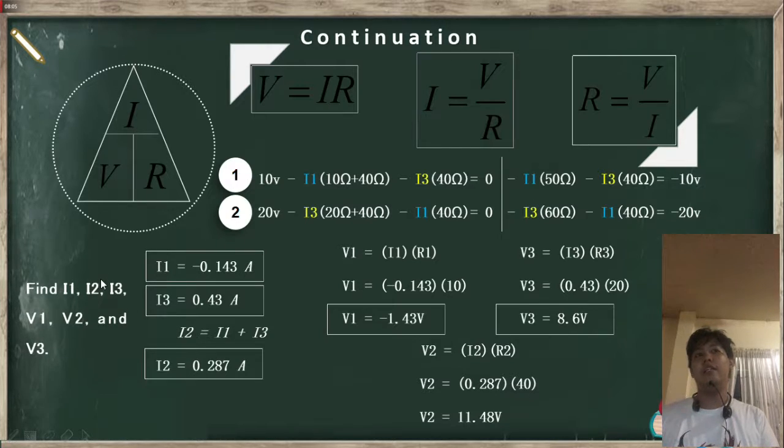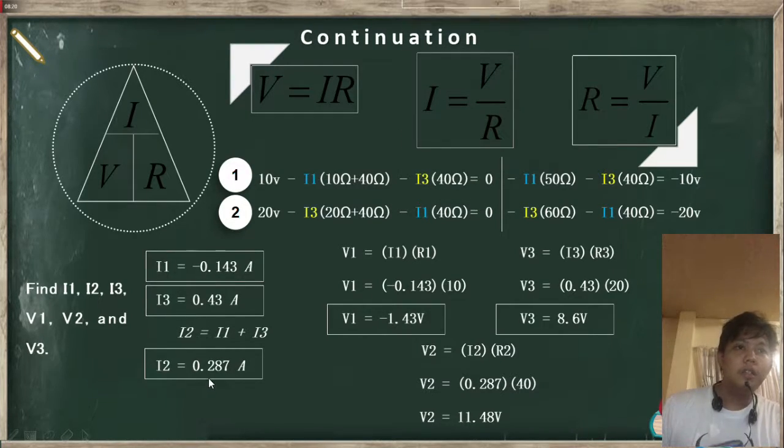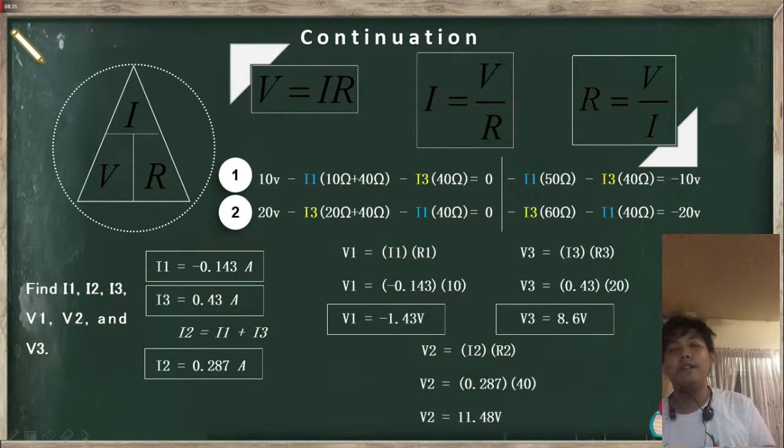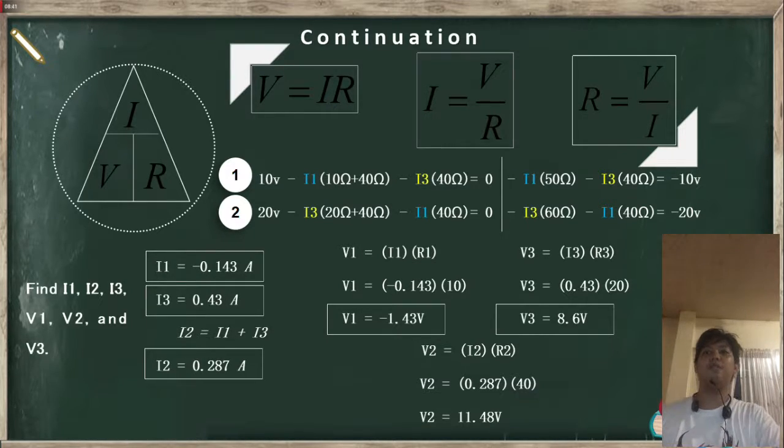So these are all the answers we are finding. The current 1 is negative 0.143 amperes, the current 2 is 0.287 amperes, and the current 3 is equal to 0.43 amperes. The voltage 1 is negative 1.43 volts, voltage 2 is 11.48 volts, and the voltage drop 3 is 8.6 volts. So this is all the calculation for the Maxwell method.